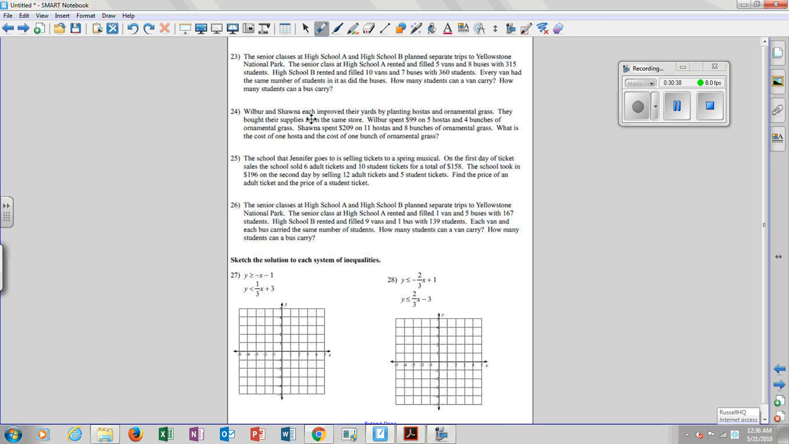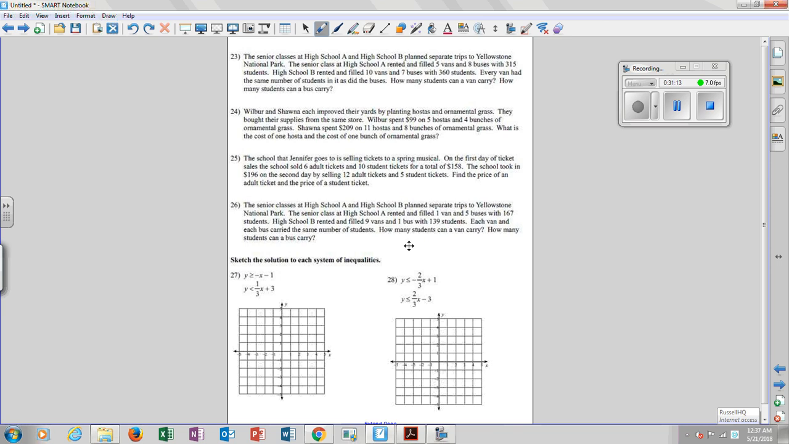Number 23. Senior class at High School A and High School B plan separate trips to Yellowstone. Senior class at High School A rented and filled 5 vans and 8 buses, so I'm going to have variables V and B with 315 students. High School B filled 10 vans and 7 buses with 360 students. Each van had the same number of students in it as did the buses. How many students can a van carry? How many students can a bus carry?